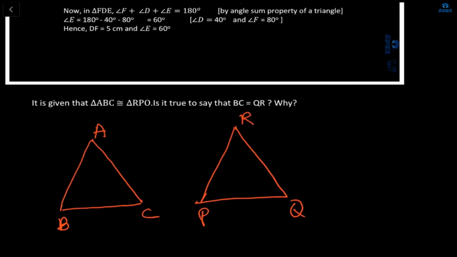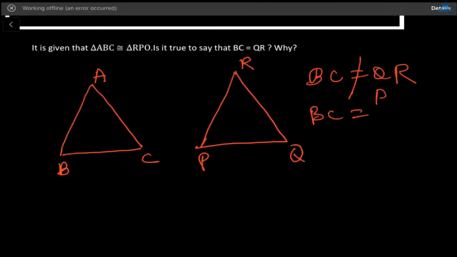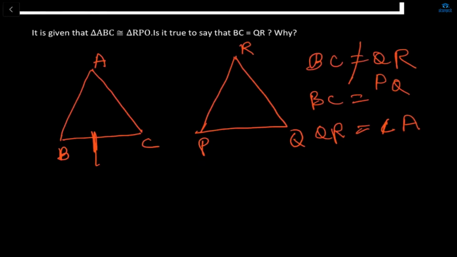So BC will be equal to QR or not? Ma'am, BC is not equal to QR. Yes. So BC will be equal to what? Ma'am, it will be PQ. Yes, PQ. And QR will be equal to what? CA. Okay, because this side will correspond to this side, this side to this side, and this side to this side. Since the question asked whether BC is equal to QR, BC is not equal to QR because BC will be equal to PQ according to the congruency. Okay.